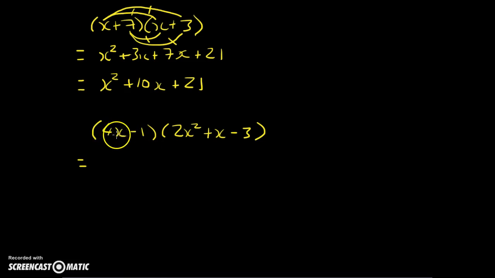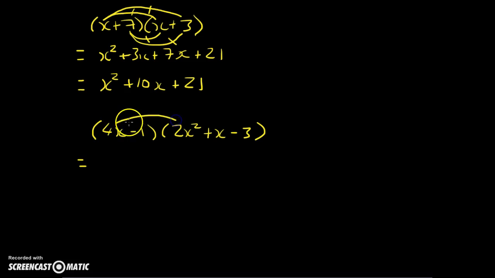Right, moving on to something a little bit trickier. So we've got a linear term, so there's x to the power 1. And we've also got a quadratic term. Quadratic means the highest power is 2. So we're going to multiply these together. Again, each term inside each bracket multiplies the other term in the other bracket.